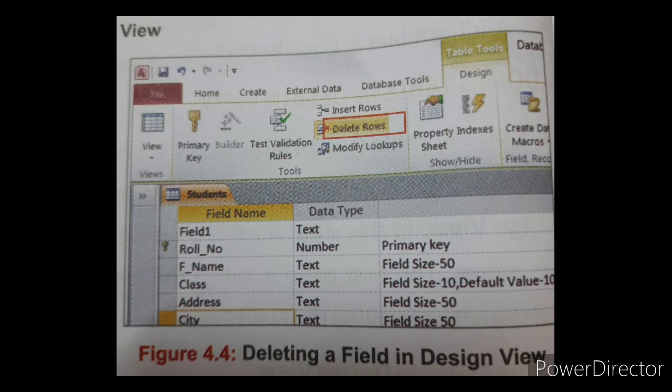Then in the table tools group we have the delete rows option. In the design tab we have this delete rows option. After selecting the row, you just click on this delete rows option. Like this you can delete a field in the design view, children.